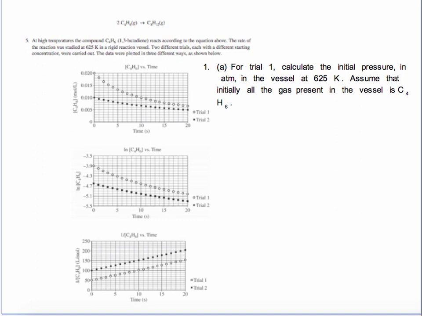Okay, so they give you the temperature. What you can get from the graph, the first one is concentration versus time. Well, at time 0, the initial concentration right here, you can see that that's 0.020, and the units are moles. So there's that many moles in 1 liter.